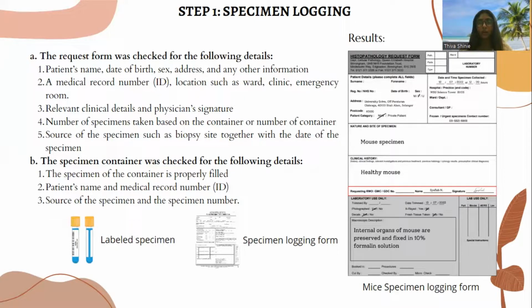Not only that, but the specimen container will also be checked for some details, such as whether the container is properly filled, the patient's name and medical record number, the source of the specimen, and the specimen number. The apparatus used for our preparation is a labeled specimen and the specimen logging form. The image in the result shows the result we gained, which is the mice specimen logging form.